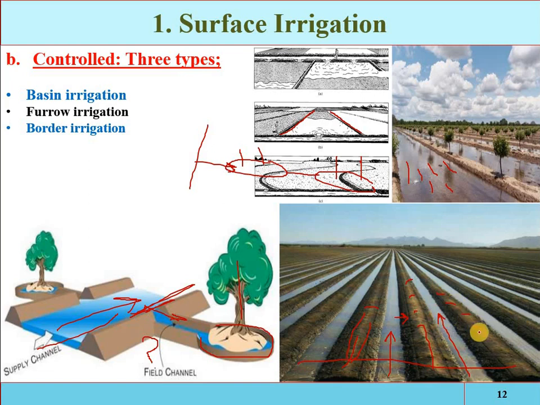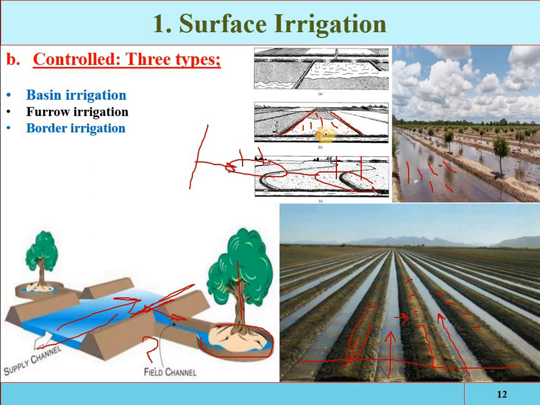So the crops do not come in direct contact with the flooded water, and the border is recommended for those crops which can withstand flooded water, for example wheat. The crops are grown inside these two borders, and the water is introduced at the upper end from the main supply channel, and you can see this wide portion.